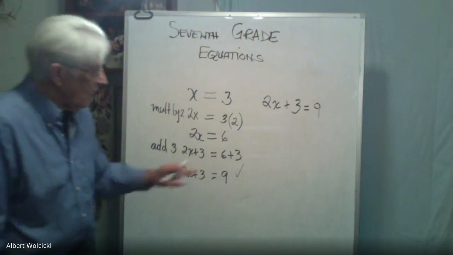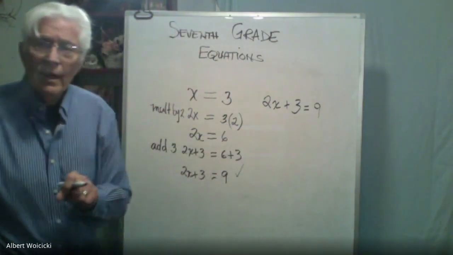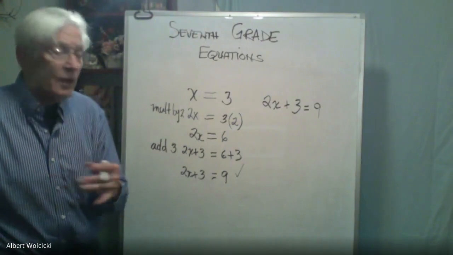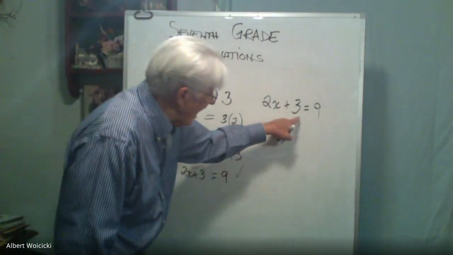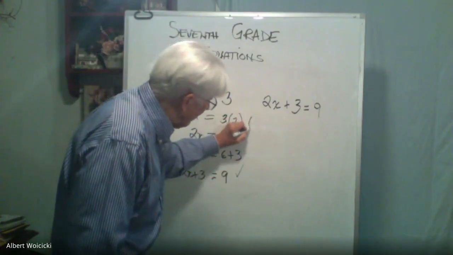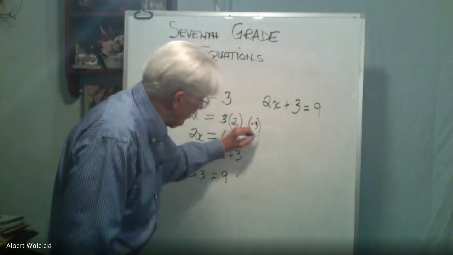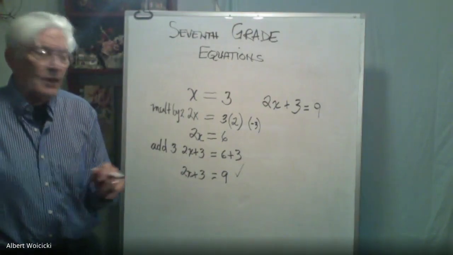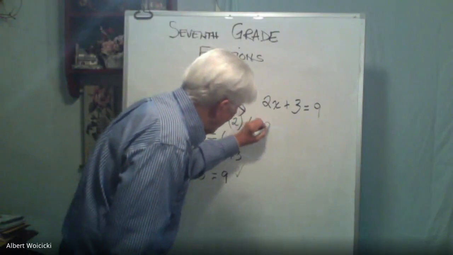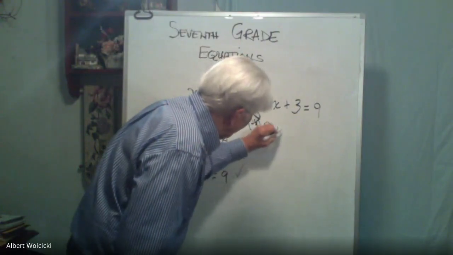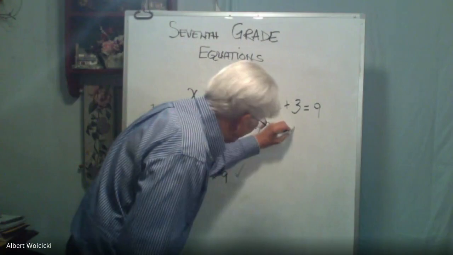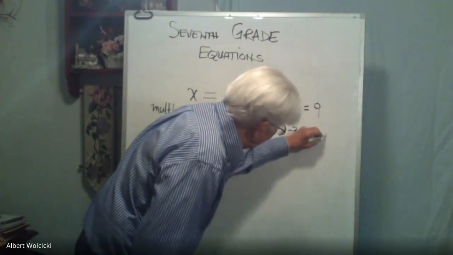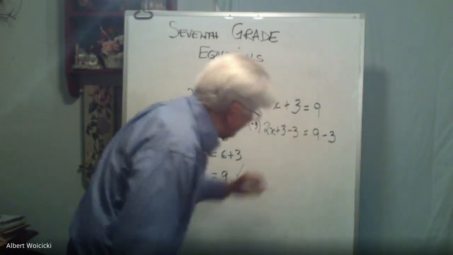Now, let's do that. So we're going to have to undo the adding of 3. So I have to undo the adding of 3 by subtracting 3. I have to subtract 3 from both sides. So that means I have to take 2x plus 3, subtract 3, and that equals 9 subtract 3.